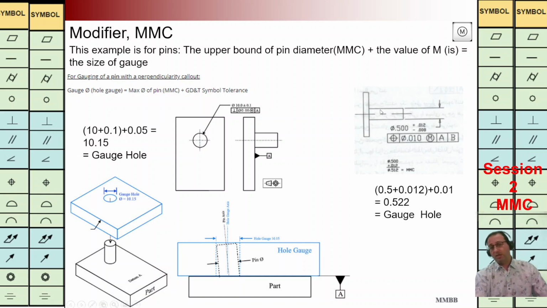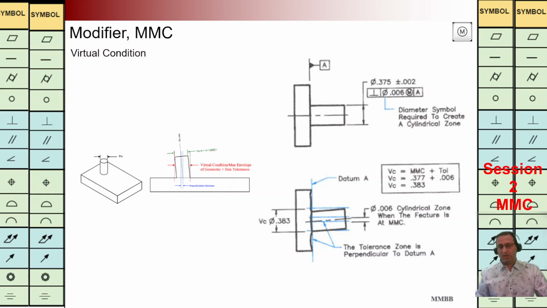And again, another example we have here for this pin. We are going to calculate the maximum possible diameter of the pin. It is 0.5 plus 0.0112. And then we need to modify it by this value. We are going to have the maximum material on this pin. We calculate the diameter of the hole for the gauge. This diameter of the hole for the gauge is going to represent the virtual condition. It means for different diameters of the pins, all of them should be in this virtual condition.